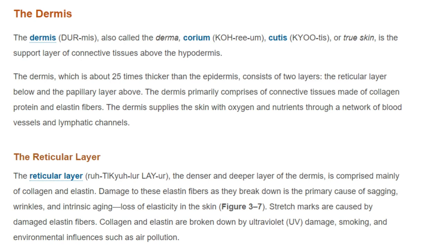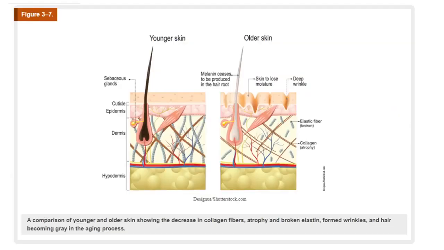The reticular layer. The reticular layer, the denser and deeper layer of the dermis, is comprised mainly of collagen and elastin. Damage to these elastin fibers as they break down is the primary cause of sagging, wrinkles, and intrinsic aging, loss of elasticity in the skin. Stretch marks are caused by damaged elastin fibers. Collagen and elastin are broken down by ultraviolet, UV, damage, smoking, and environmental influences such as air pollution.